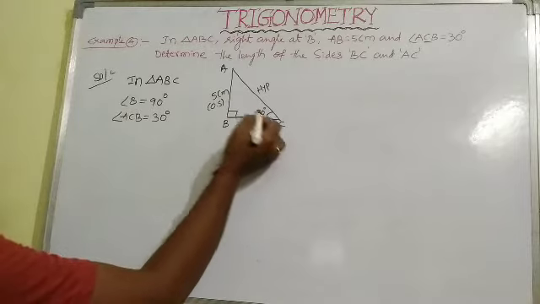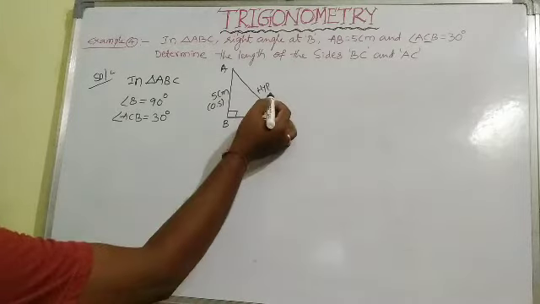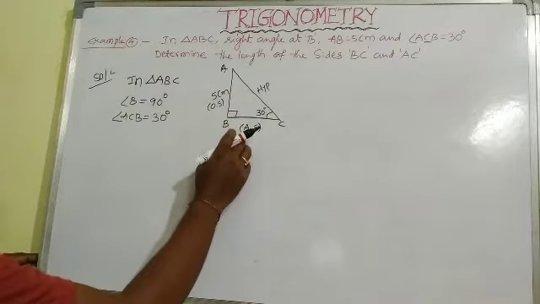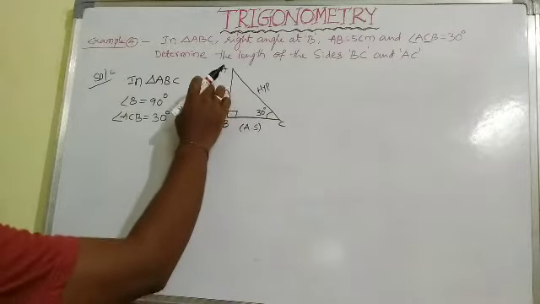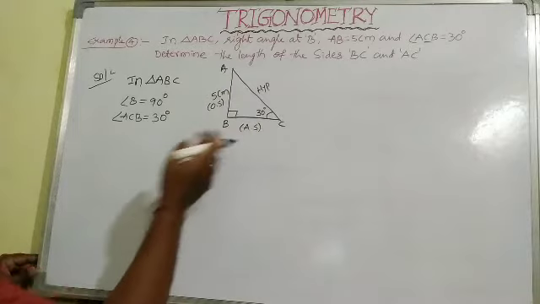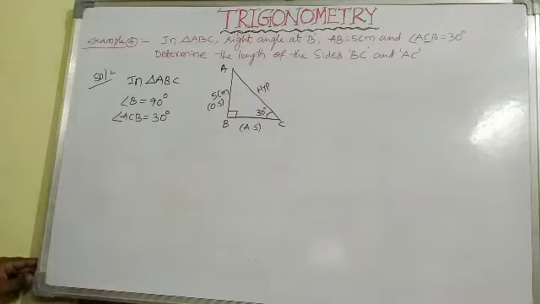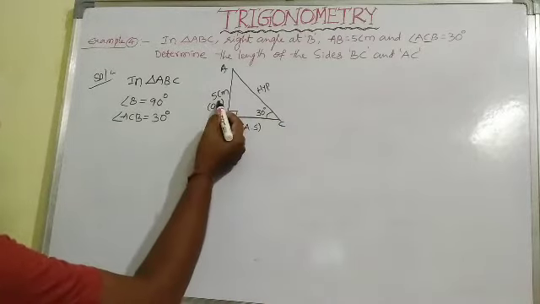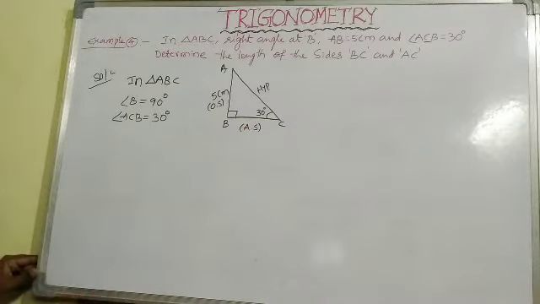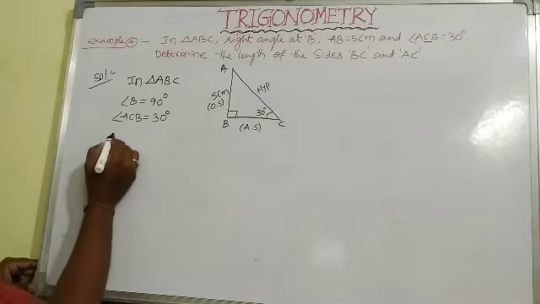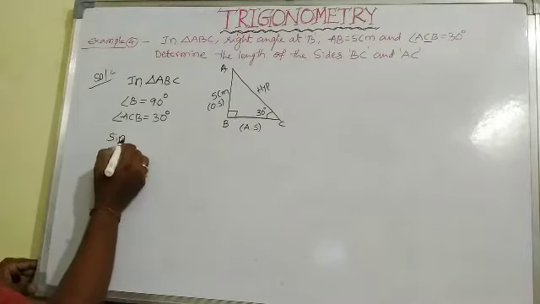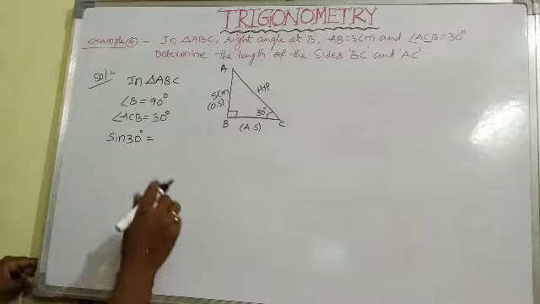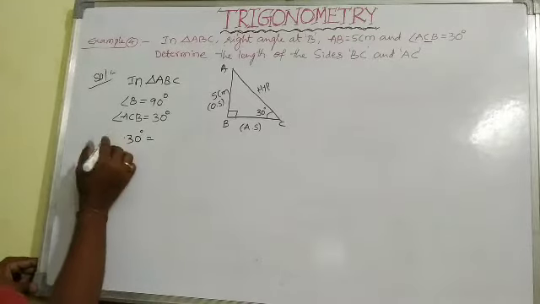What is the ratio between opposite side to hypotenuse, and what is the relation between opposite side to adjacent? Opposite to adjacent is tan. So tan theta equals opposite side by adjacent side. We know the angle and we know the opposite side, so we can find the adjacent side. That's why in this triangle we are taking tan 30 degrees.